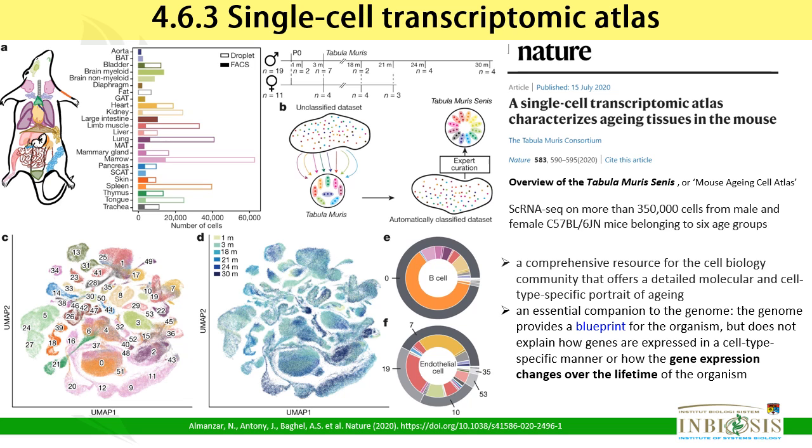Recently, a single-cell transcriptome atlas characterizing the aging tissue in the mouse was published just 2 weeks ago. This provides a comprehensive resource for the cell biology community that offers a detailed molecular and cell type specific portrait of aging. It also provides an essential companion to the genome. The genome provides only a blueprint, but it does not explain how the genes are expressed in a cell type specific manner or how the gene expression changes over time. That's why we need this transcriptomic atlas.